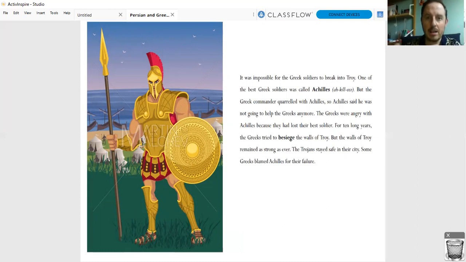And for 10 long years, the Greeks tried to besiege the walls of Troy. Besiege means fight, take over, ruin. But the walls of Troy remained as strong as ever. The Trojans stayed safe in their city. And some Greeks blamed Achilles for their failure, thinking, well, he's not really helped us. He's left the army. He's meant to be our best soldier. And we're a bit cross with him. Not that we tell him to his face.